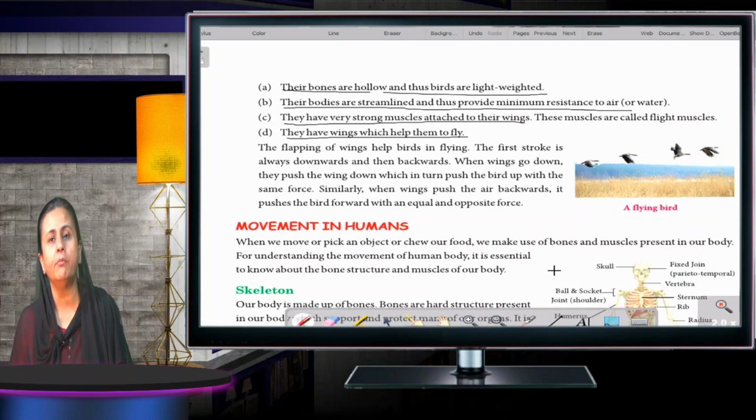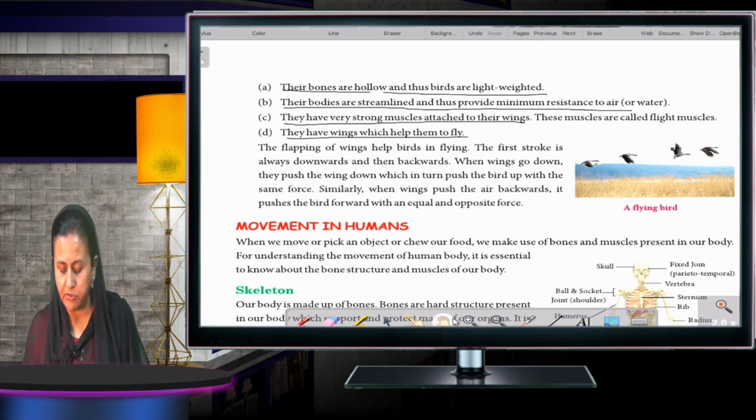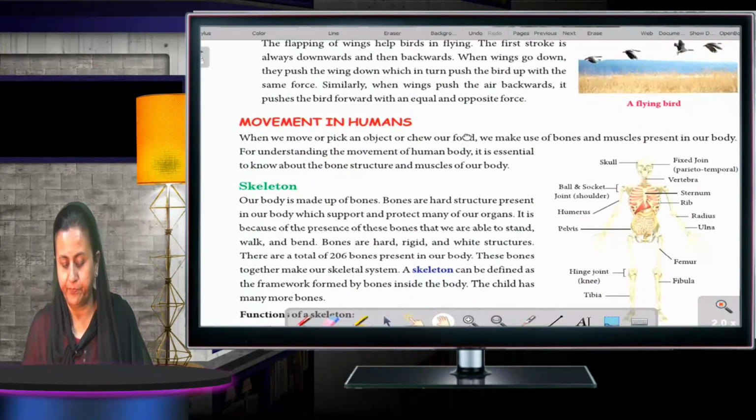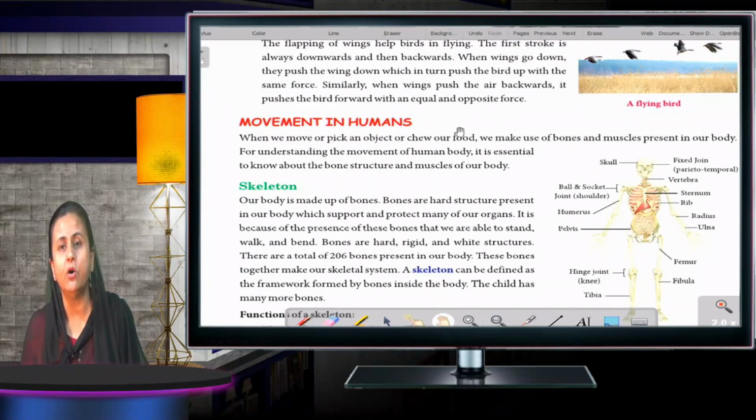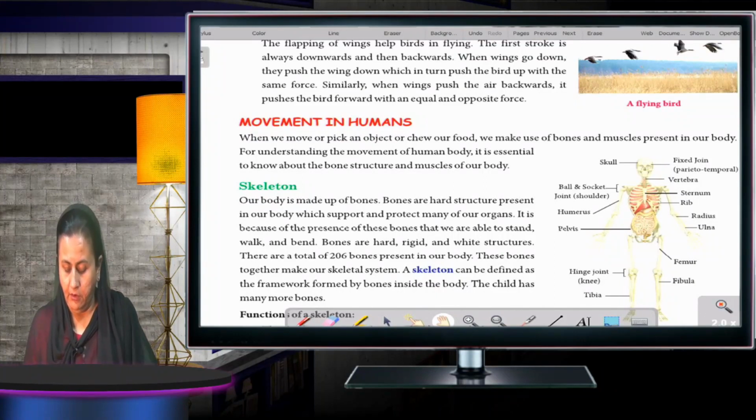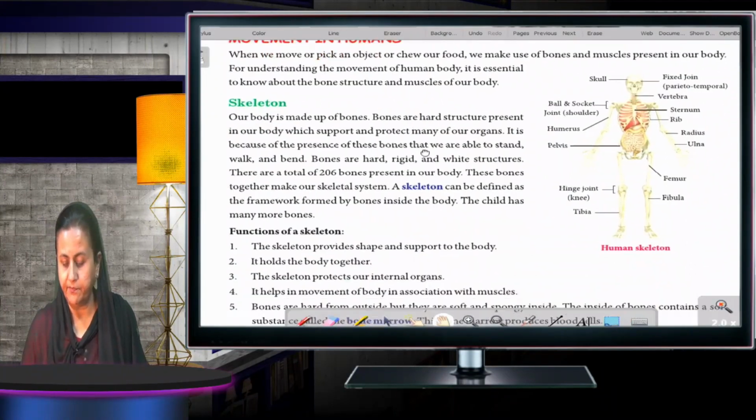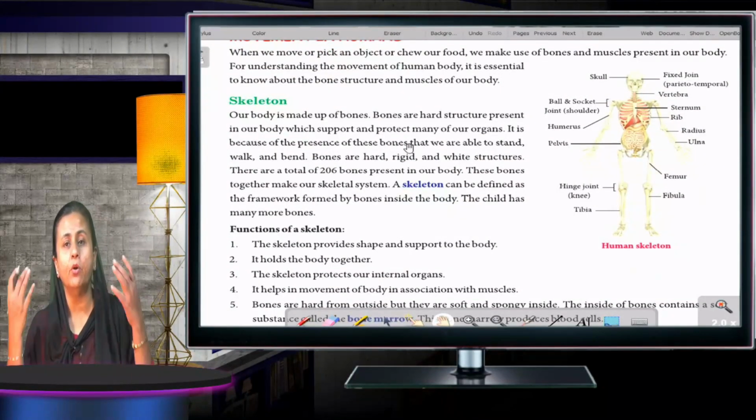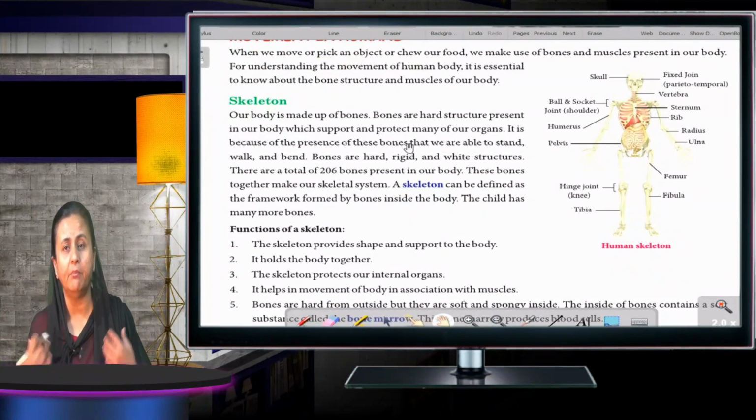Okay, now we will talk about movement in humans, children. See, human being is a vertebrate. That means we all have a backbone. Now the first thing is skeleton. What is skeleton? The framework of bones in a body is known as skeleton. A skeleton provides a proper shape to the body.